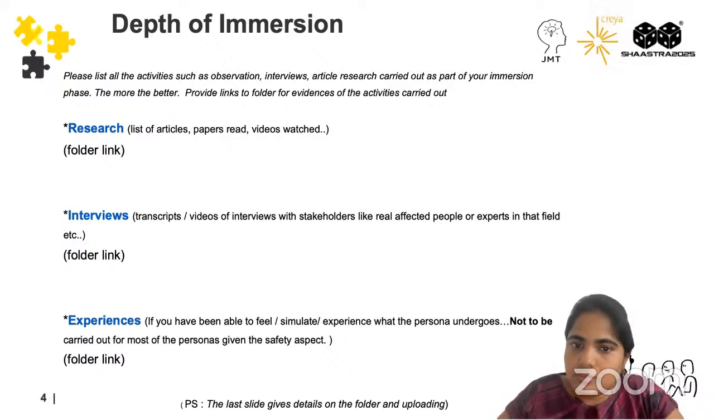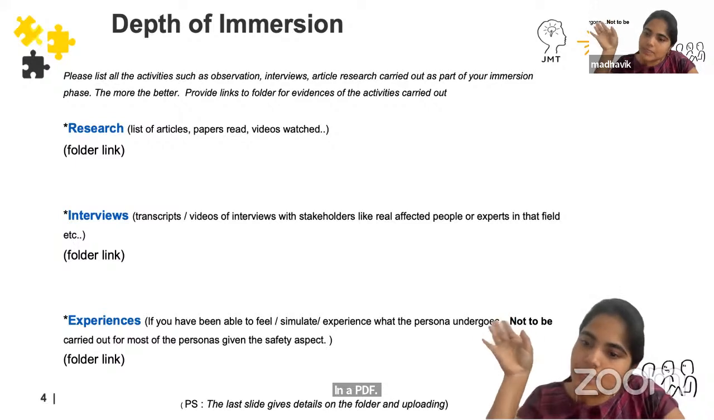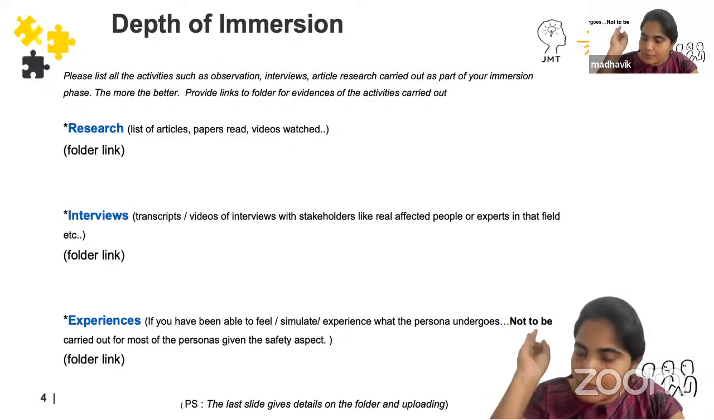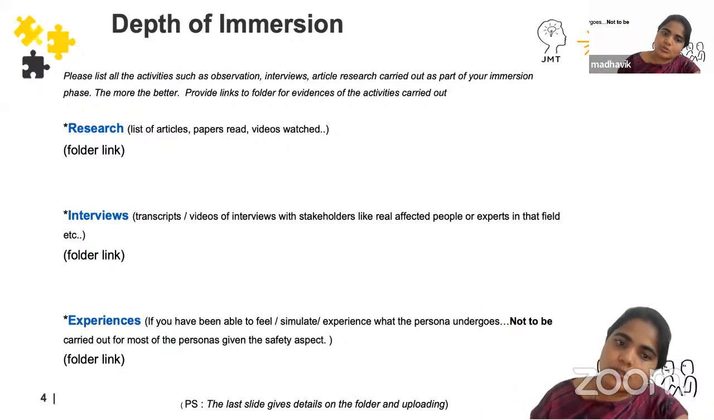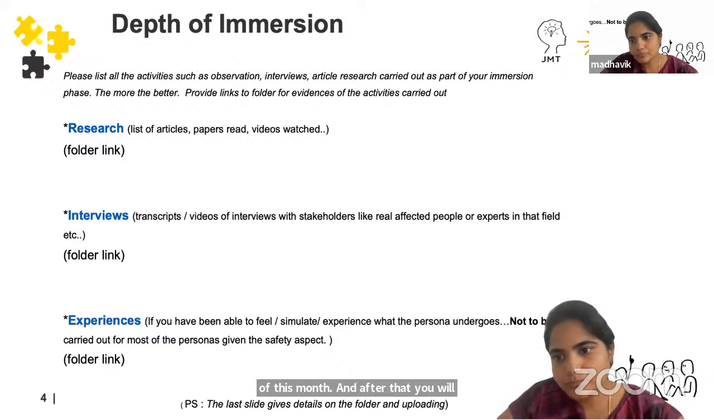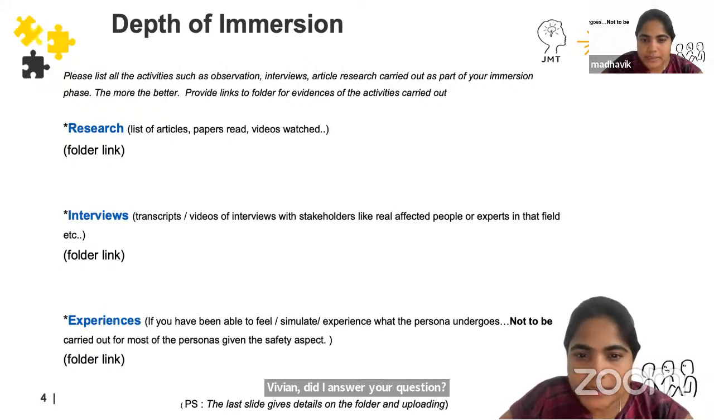Ma'am, so we have to hold our research till 17 in a PDF? You can do your research, your interviews and everything till 17th. You have time till 17th to do your research, interviewing people, engaging with your personas and everything. You have time till 17th of this month. And after that, you will be working on the ideation phase. Vivin, did I answer your question? Okay. And GS Darun?